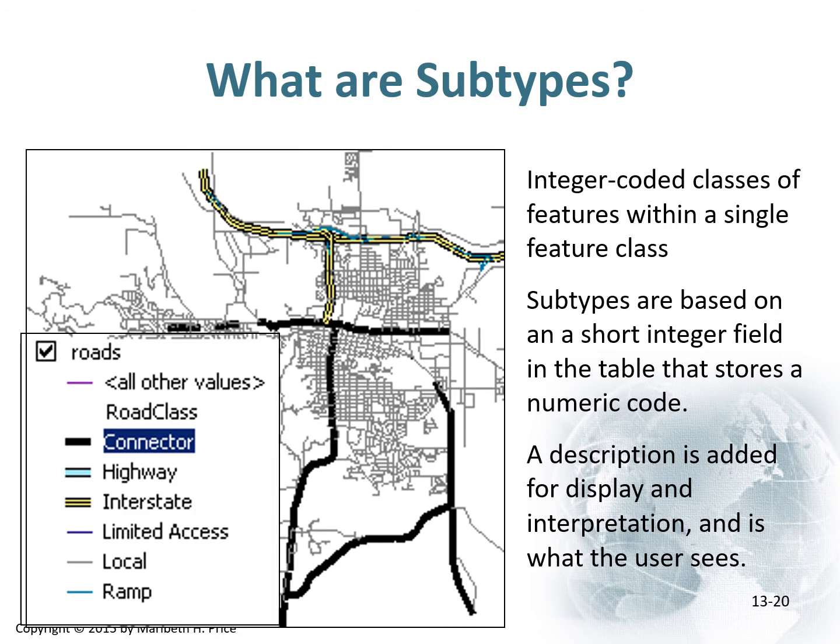You could make them different domains, but that's really not what they are. They're still just roads. They're just different types of roads. Subtypes will allow you to enter a simple numeric value for a type of road, like a 1, a 2, a 3, or a 4. And that would then relate to a particular type of road that could be displayed differently or shown on a map differently, if you will. And that's basically what subtypes are used for.